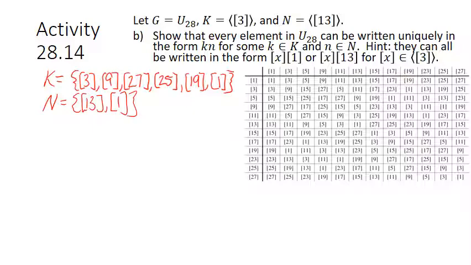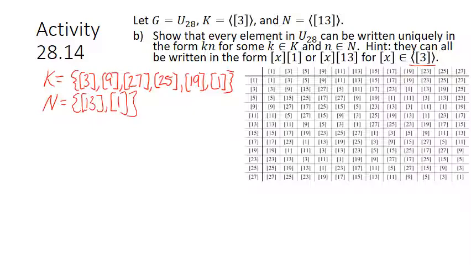And I think this hint actually here is not very helpful, although this was from the book, because that's pretty obvious. Like, of course, they can be written in the form of some x times 1 or x times 13, because those are the two elements of N, and then x has to come from K, right? Like, that's the whole point. We're trying to find k times n.